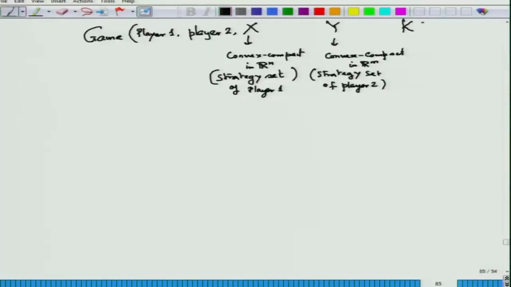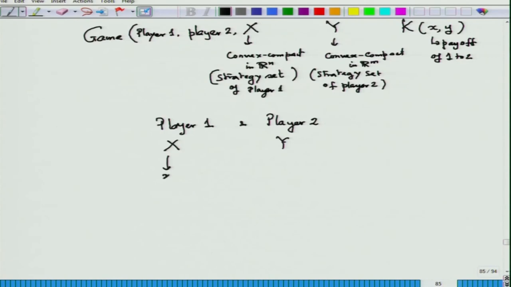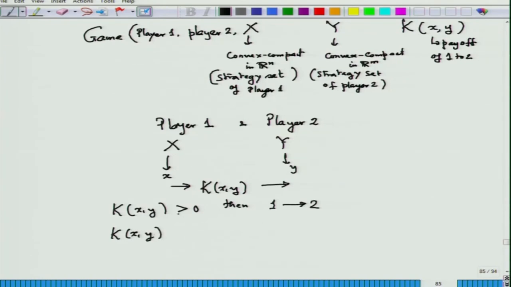So, given a strategy x in X and a strategy y of player 2 in Y, this is the payoff of 1 to 2. Basically, player 1 has a strategy set X, player 2 has a strategy set Y. If he pushes in x and if he pushes in y, then K(x, y) is the amount of money paid by player 1 to player 2. Now, if K(x, y) is greater than or equal to 0, then 1 is paying to 2. If K(x, y) is strictly less than 0, then 2 is paying to 1. The case 0 is not ambiguous, but you can just decide.